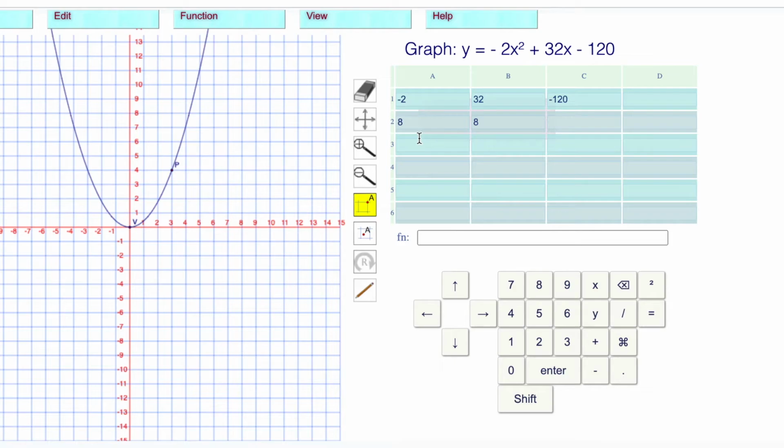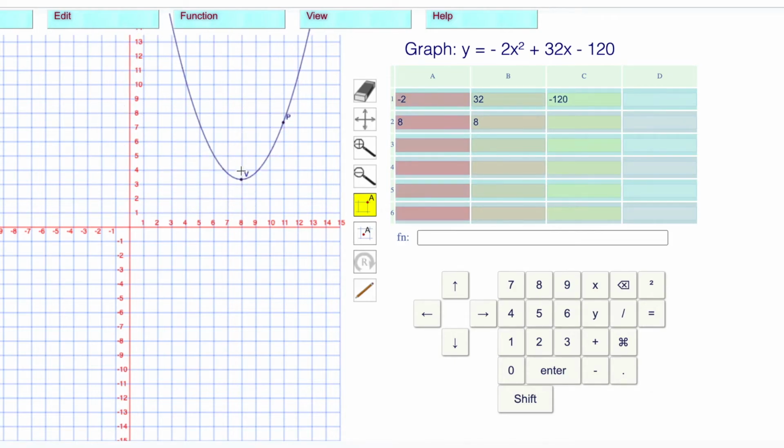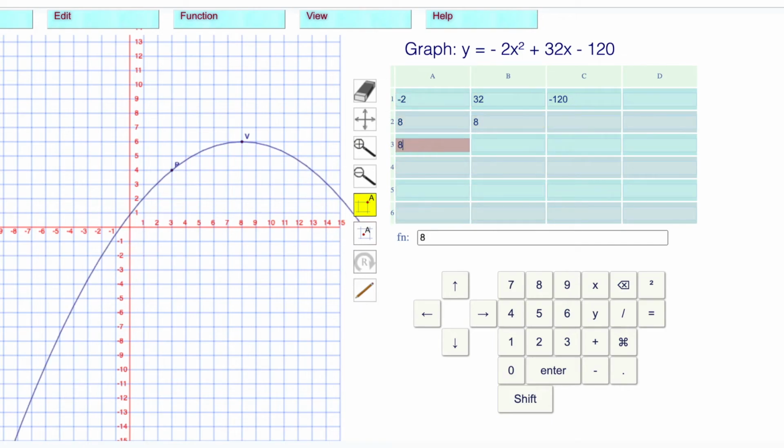That gives us 8. We have 8, 8. We know the vertex must go through 8, 8. It's opening downward, something like this. Let's write 8, 8 so we don't forget it. Let's see what happens when the x is 3. We have negative 42, so it's way down here. I'm going to look at a value that's closer to the 8. How about when we have 5? That's negative 10. So that's reasonable.